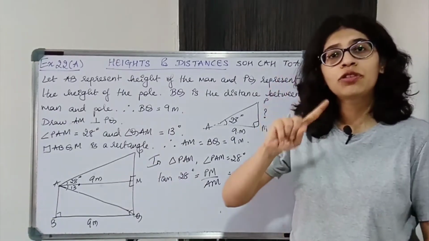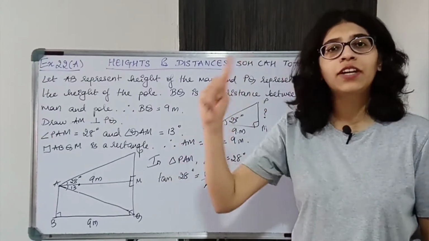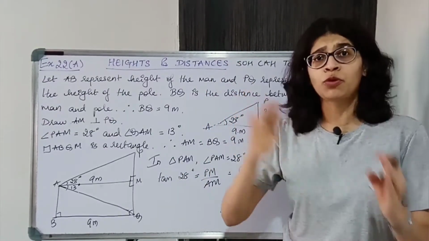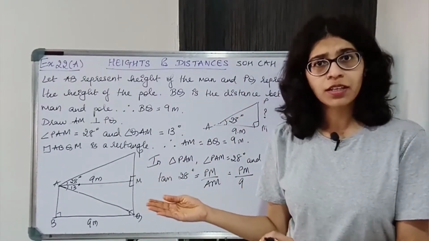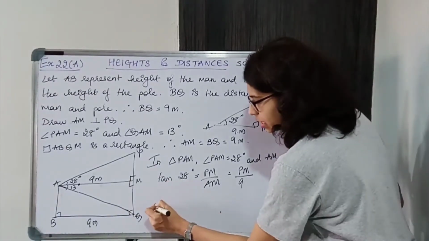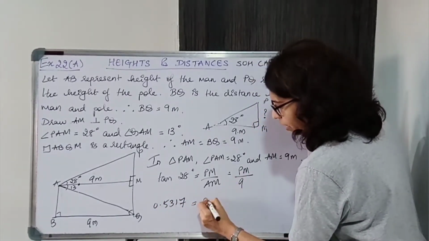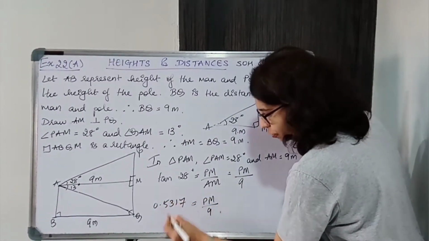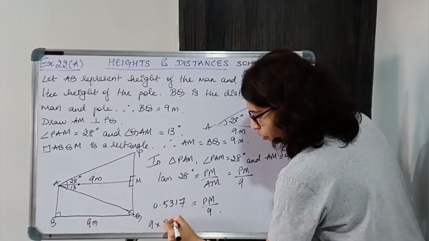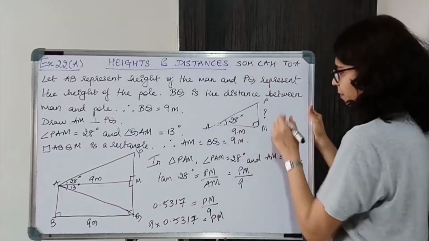So tan 28 का value now we need to find from the table, natural tangent का table, okay। This is not a standard value, so you can find the value from the natural tangent का table which will be provided to you in exam, okay। So just look out the value in the table। So this is 0.5317, it is equal to PM upon 9, shift 9, so 9 into 0.5317 is equal to PM.